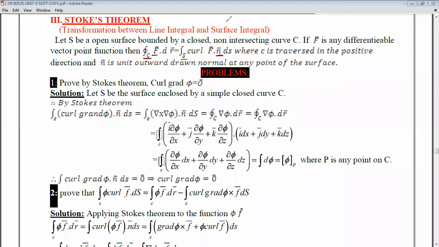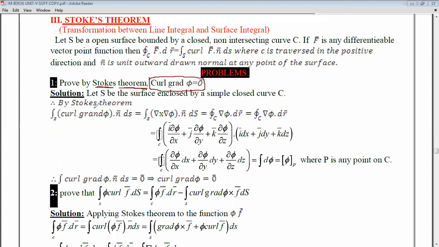Okay. And now let us see the problems on Stokes theorem. Here the first one: prove that by Stokes theorem, curl grad phi is equal to 0 bar. Of course, we already proved this one in curl problems. But here what they asked is, by using Stokes theorem, we need to prove this. Okay. By using Stokes theorem, we are going to prove that curl of grad phi is equal to 0 bar.